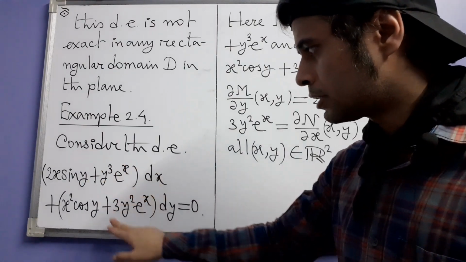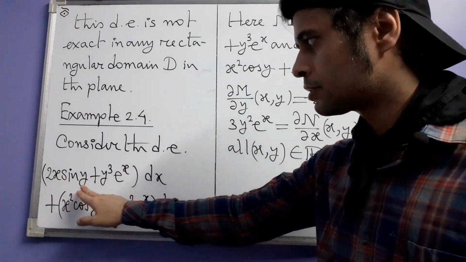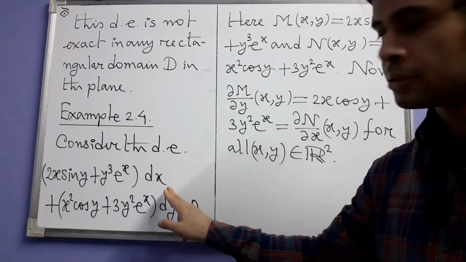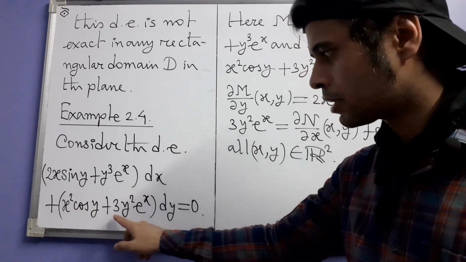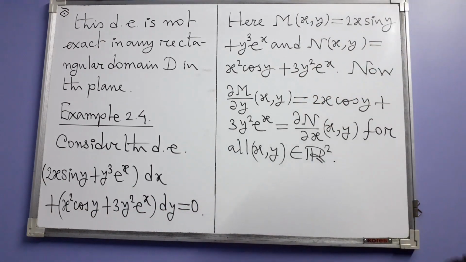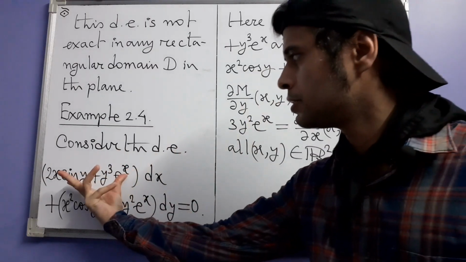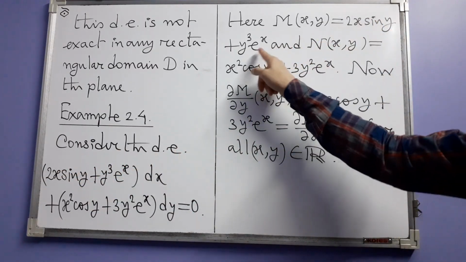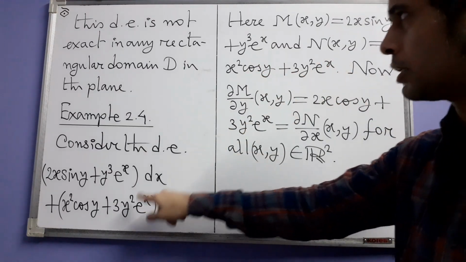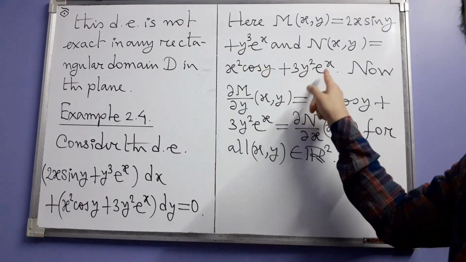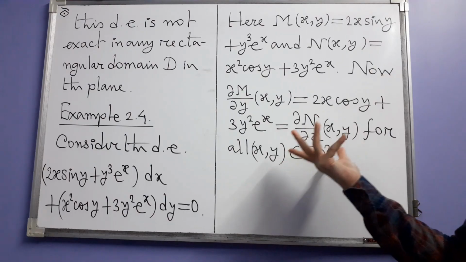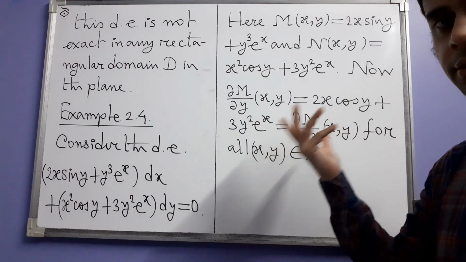Next we have this example where the equation is a little more complicated. So the equation is this: (2x sin y plus y cube e to the power x) dx plus (x square cos y plus 3y square e to the power x) dy equal to 0. So that means in this case, M is 2x sin y plus y cube e to the power x, and the function N is this one, x square cos y plus 3y square e to the power x. And here also you have the condition for exactness true.